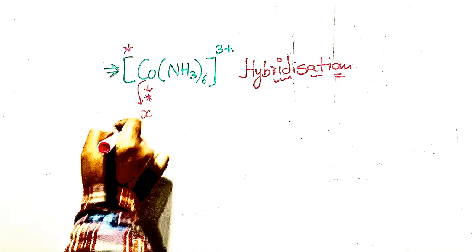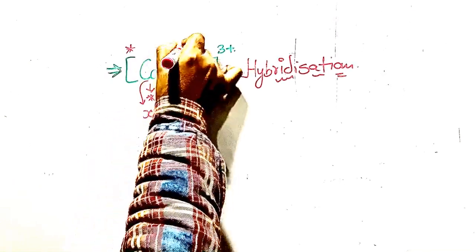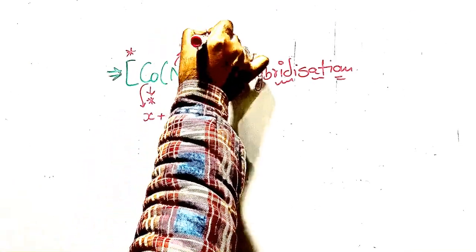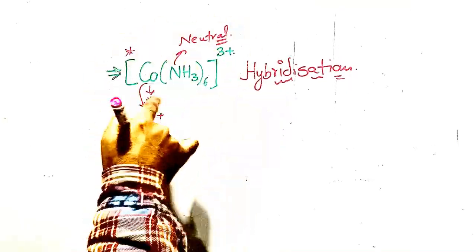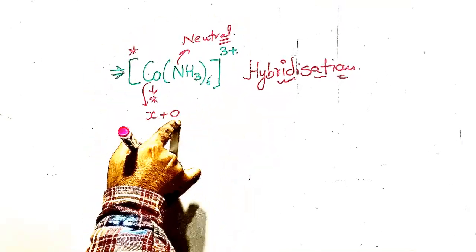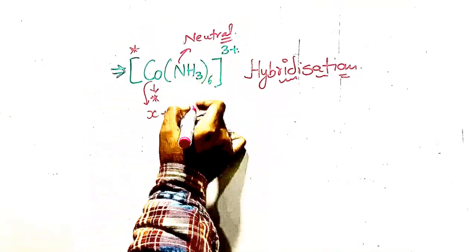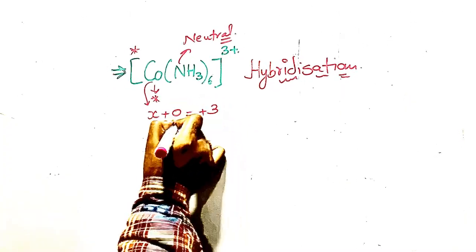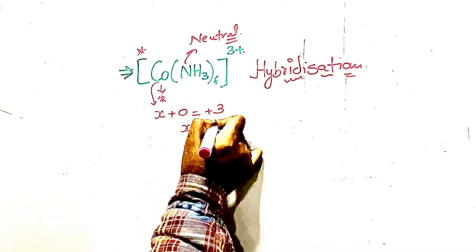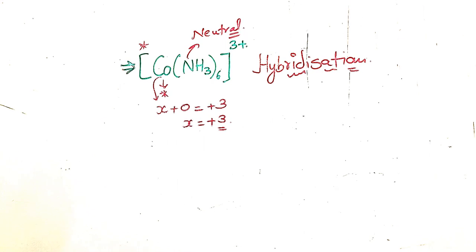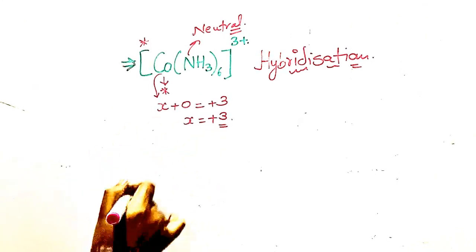Let us suppose it is X. Ammonia is a neutral ligand, so the charge will be 0 here. The overall charge on the complex is +3. So the oxidation state of cobalt in this particular complex comes out to be +3.